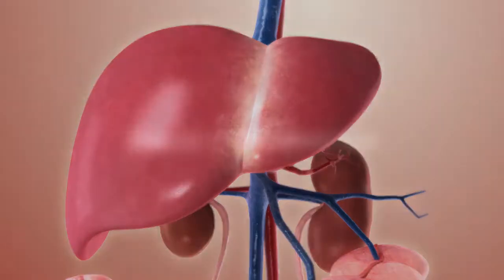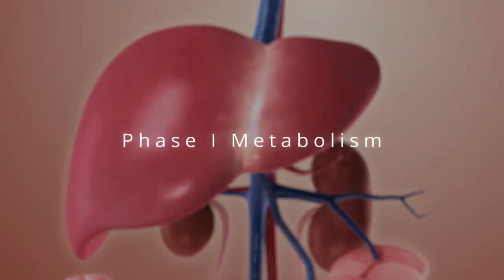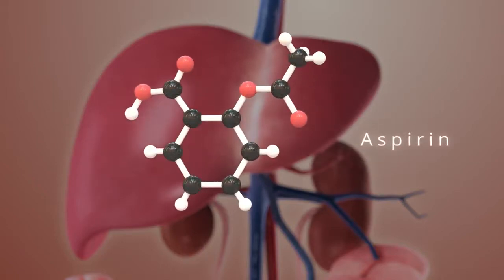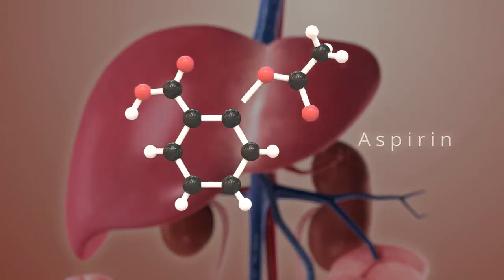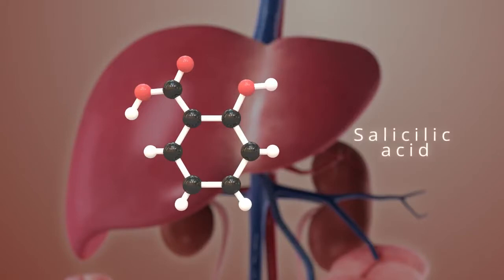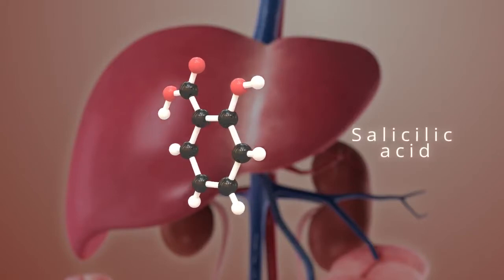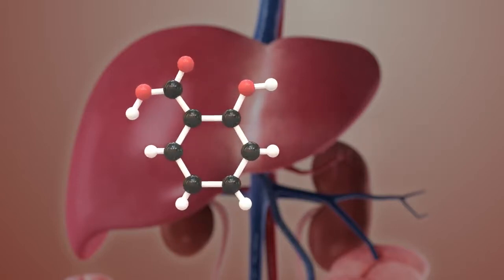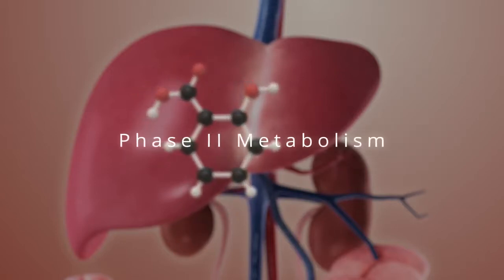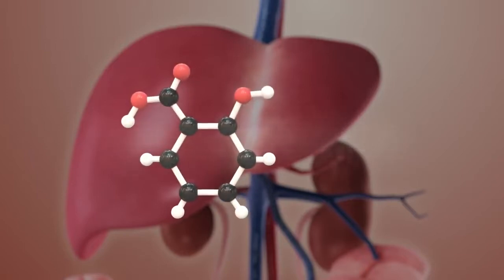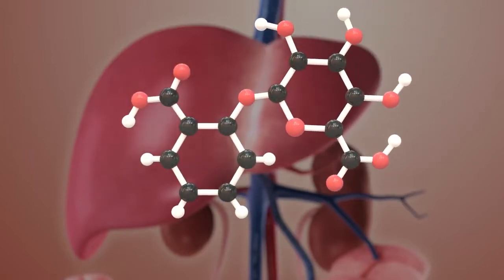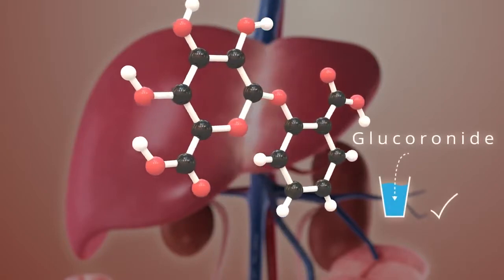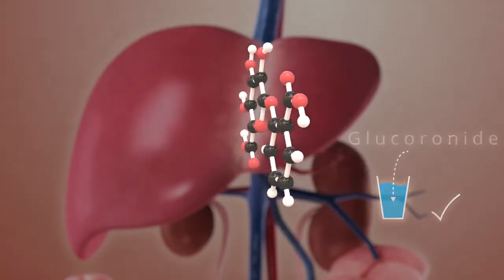It does this in a few steps. Phase 1 metabolism. First, aspirin is hydrolyzed, breaking off ethanoic acid and leaving behind salicylic acid. This salicylic acid isn't water-soluble, so it can't be excreted in urine yet. Phase 2 metabolism. An ionized group is then added to the salicylic acid, forming glucuronide, which is water-soluble and can be excreted in urine.